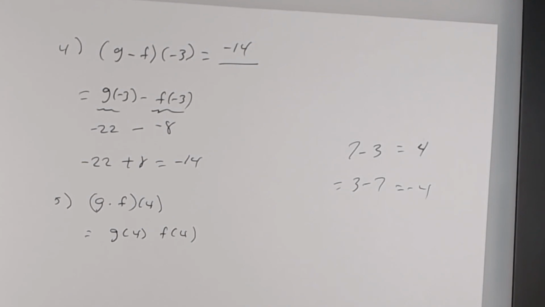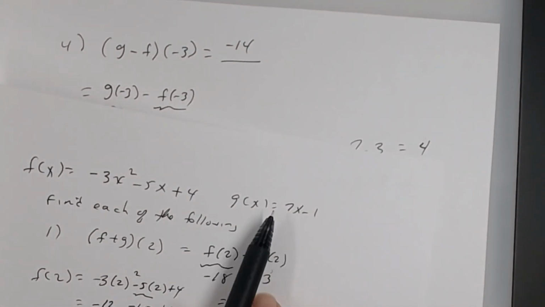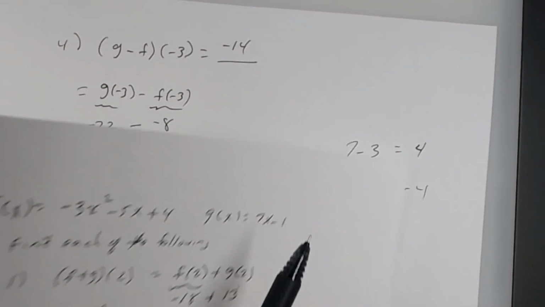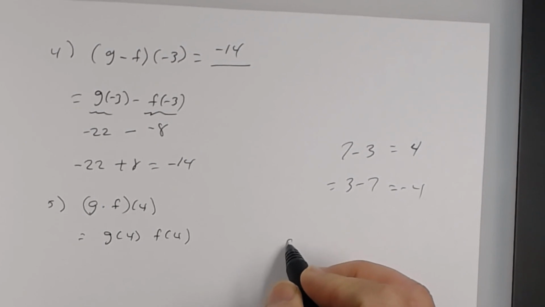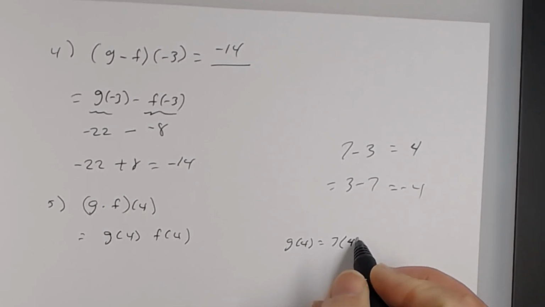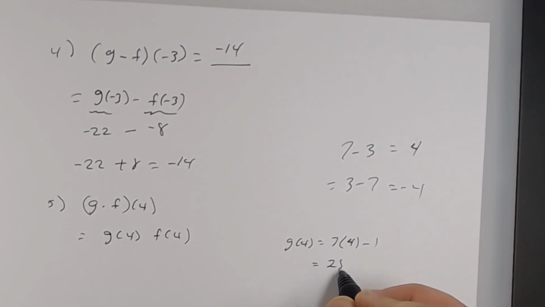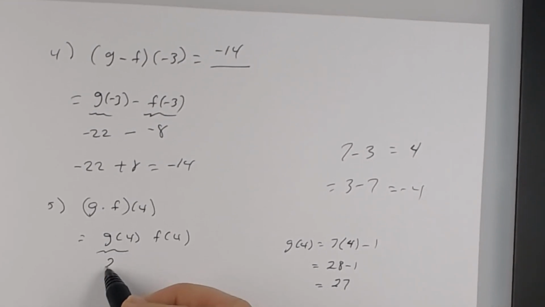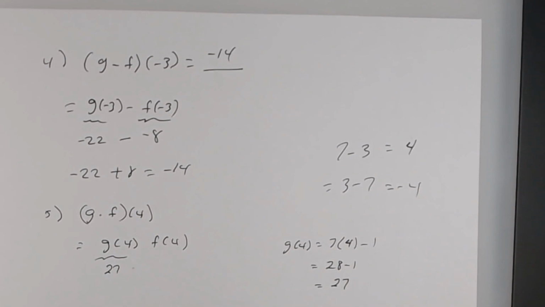So based on what we've been doing, what's the first thing I've got to find now? G of 4. Now remember your function for g was 7x minus 1. So g of 4 is going to be 7 times what? 4 minus 1. So that's 28 minus 1, which is 27. Okay, so that's g of 4, so that's 27. Times, and then f of 4.